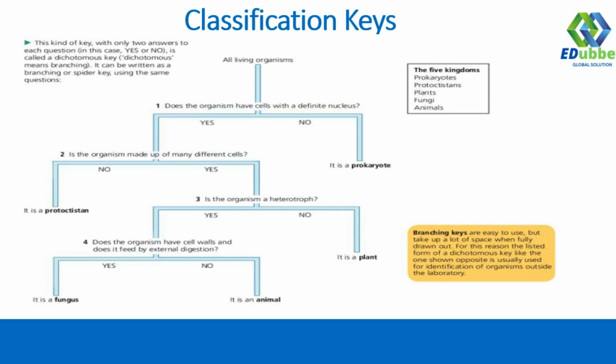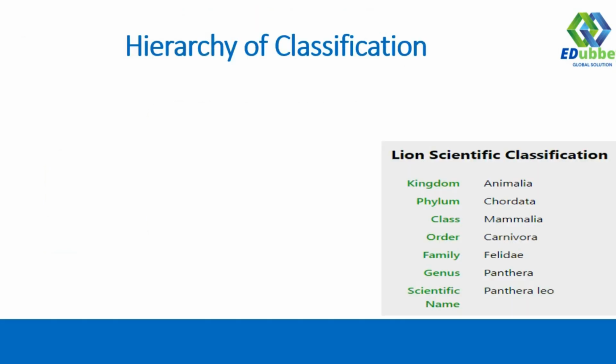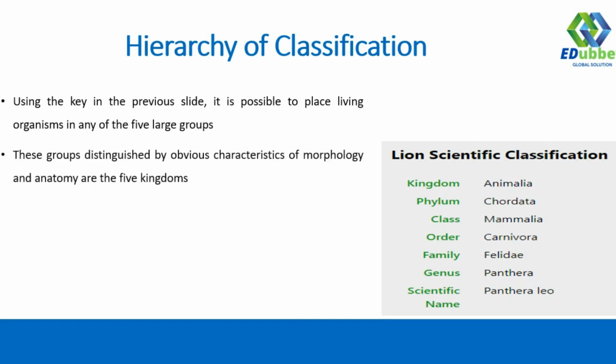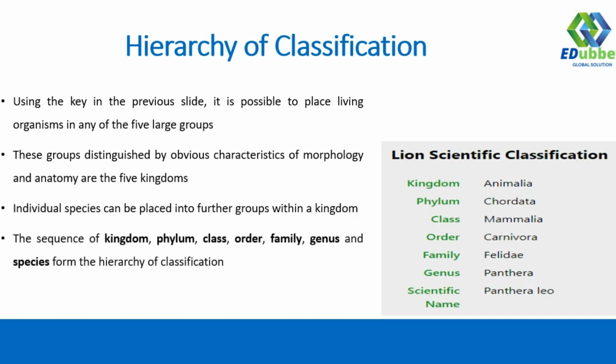So, the hierarchy of classification now. Using the key in the previous slide, it is possible to place living organisms in any of the five large groups. These groups, distinguished by obvious characteristics of morphology and anatomy, are the five kingdoms. Individual species can be placed into further groups within a kingdom. The sequence of this hierarchy of classification is kingdom, phylum, class, order, family, genus, and species.